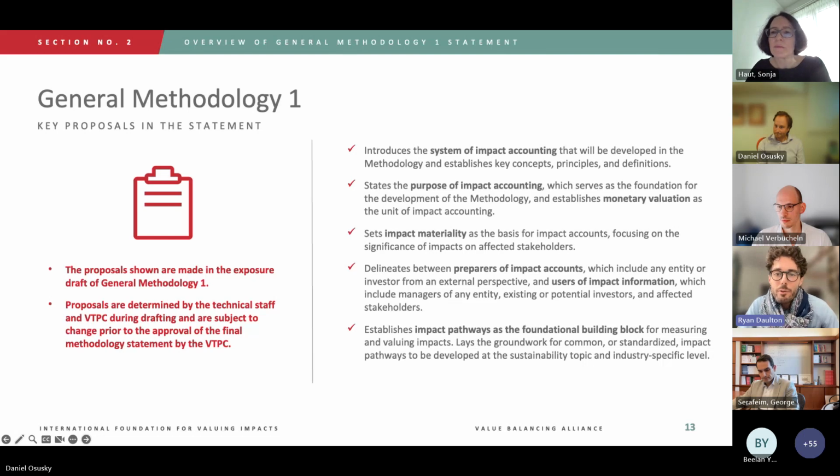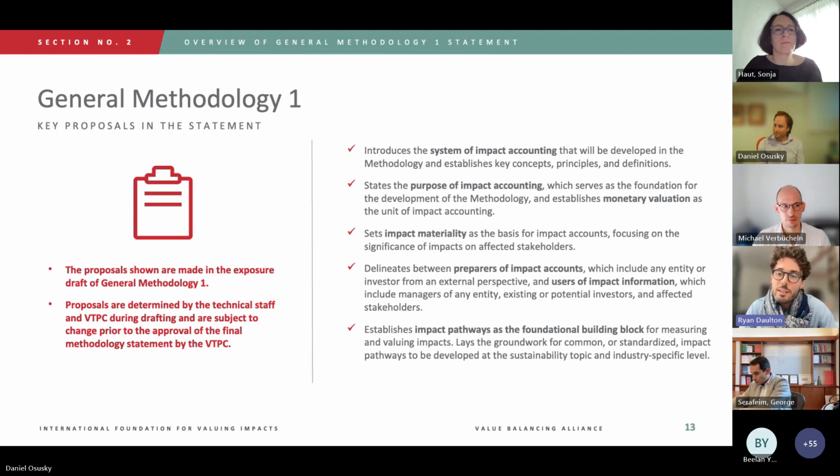So within the statement, the first key proposal is simply the introduction of the system of impact accounting, which will be developed throughout the methodology and the statement establishes the key concepts, principles, and definitions for that system. Second, the exposure draft states the purpose of impact accounting, which really serves as the foundation for the entire methodology, and critically establishes monetary valuation as the unit of impact accounting, in that all impacts in the impact accounting system are measured in monetary terms. It sets impact materiality as the basis for impact accounts, focusing on the significance of impacts on the affected stakeholders.